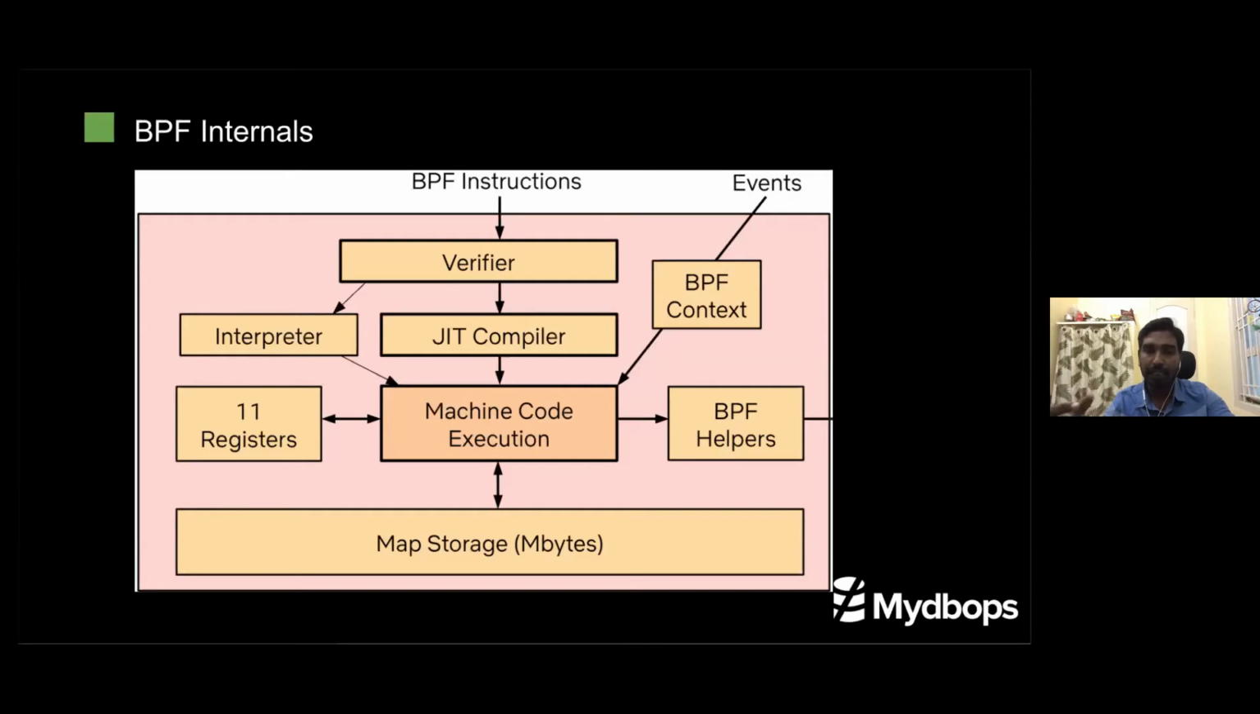JIT is another compiler, a just-in-time compiler, which turns the interpreted code into actual machine code and sends it for execution. BPF then executes the code with the help of the BPF helpers and the registers, handling variable assignments and so on. The final code execution result is stored in a map storage, similar to a key-value pair, and from there it is sent asynchronously or synchronously to user space, that is your GUI or your screen.